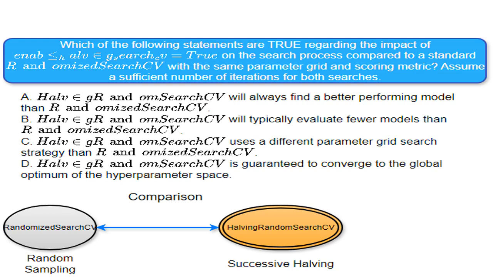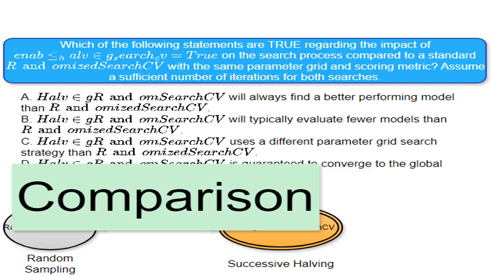RandomizedSearchCV and HalvingRandomSearchCV. This section highlights the key differences between RandomizedSearchCV and HalvingRandomSearchCV, which are based on their distinct approaches to exploring hyperparameter space. The key difference lies in how they select and evaluate models.